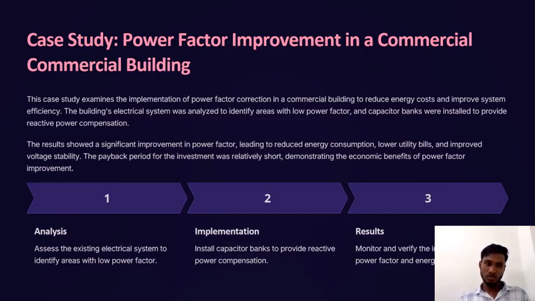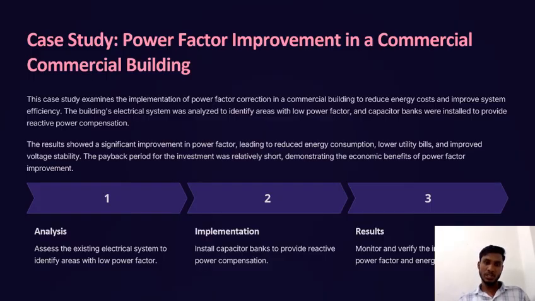So they have studied a case on what are the advantages we get on power factor improvement. This case study examines the implementation of power factor correction in a commercial building to reduce energy cost and improve system efficiency. The building's electrical system was analyzed to identify areas with low power factor, and capacitor banks were installed to provide reactive power compensation.